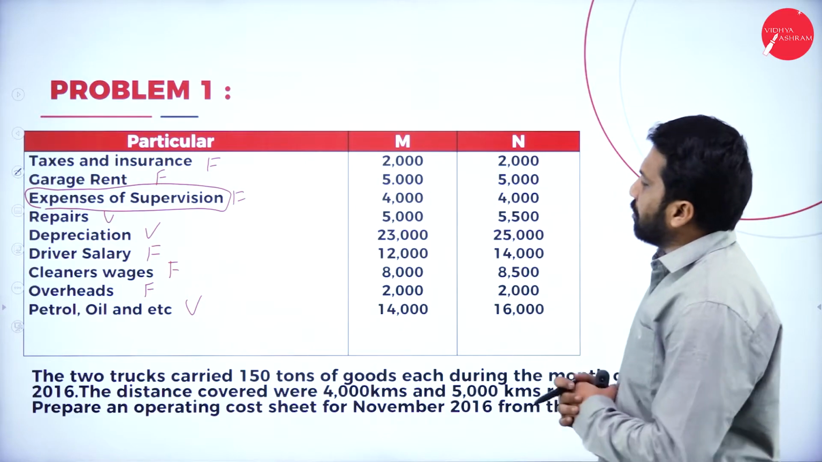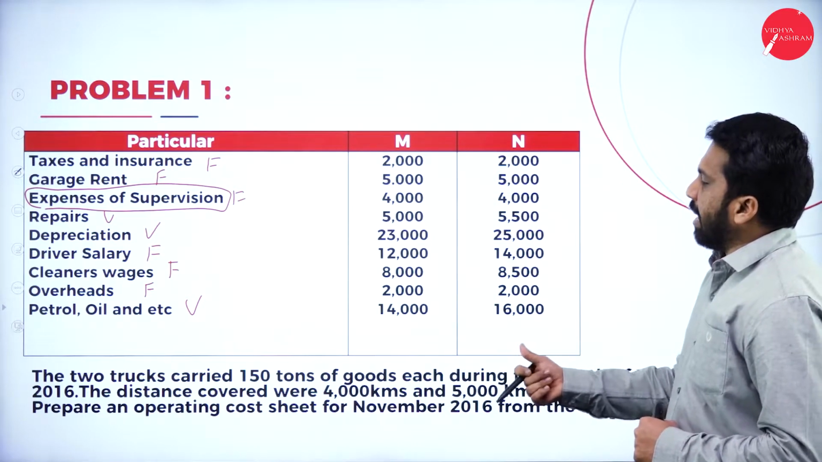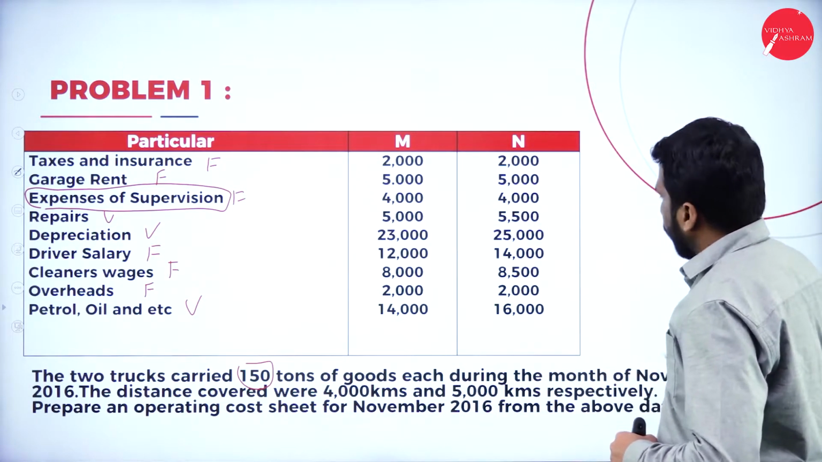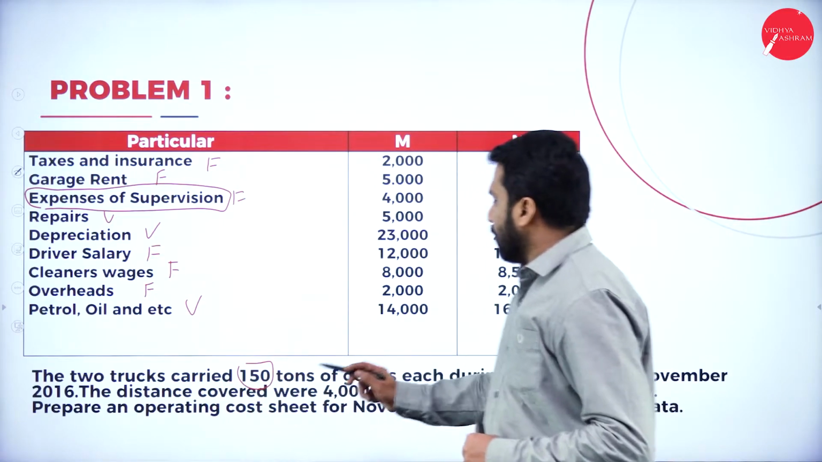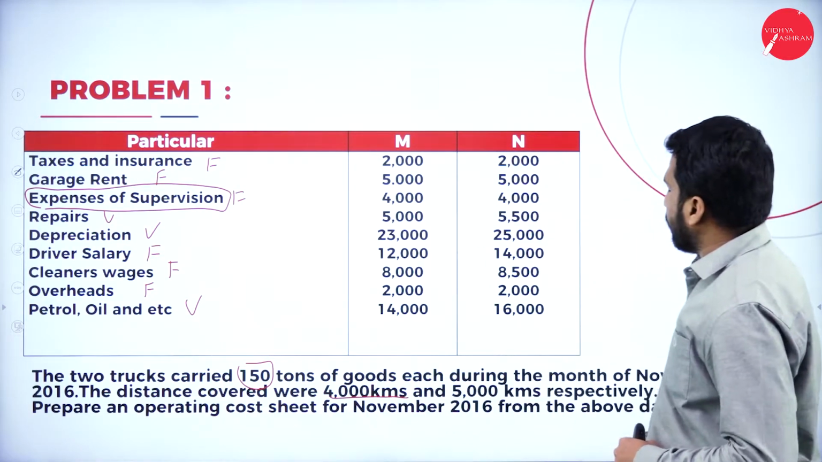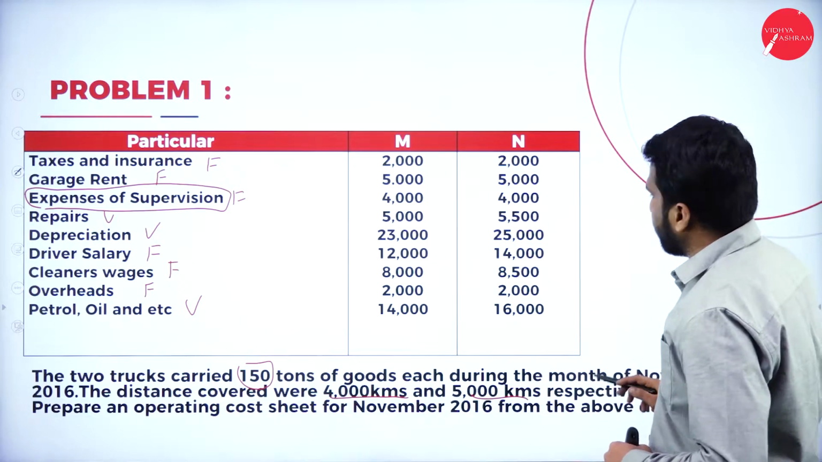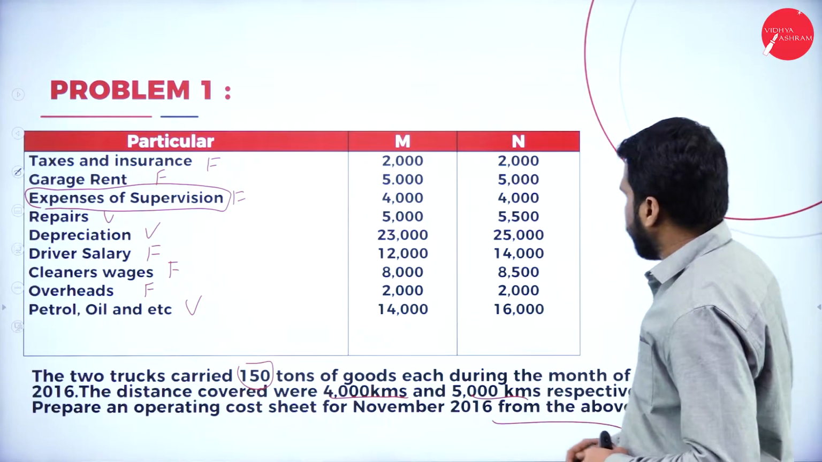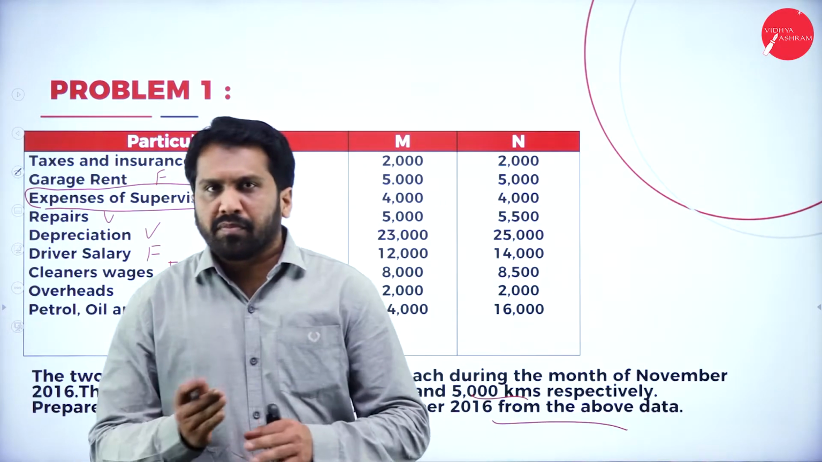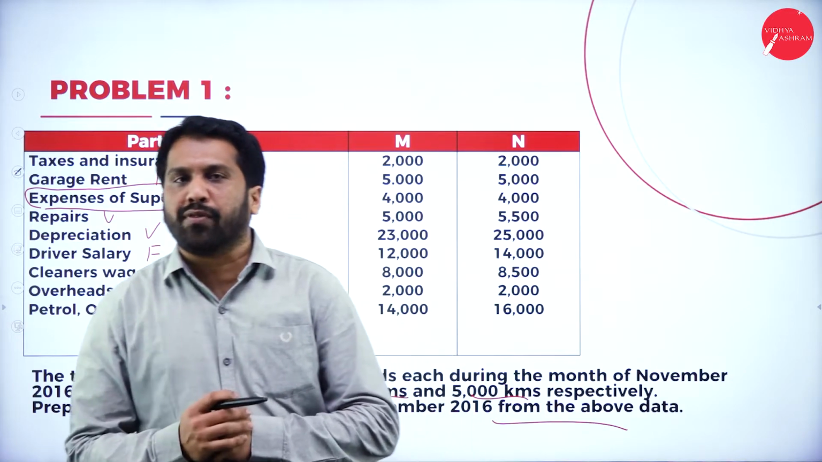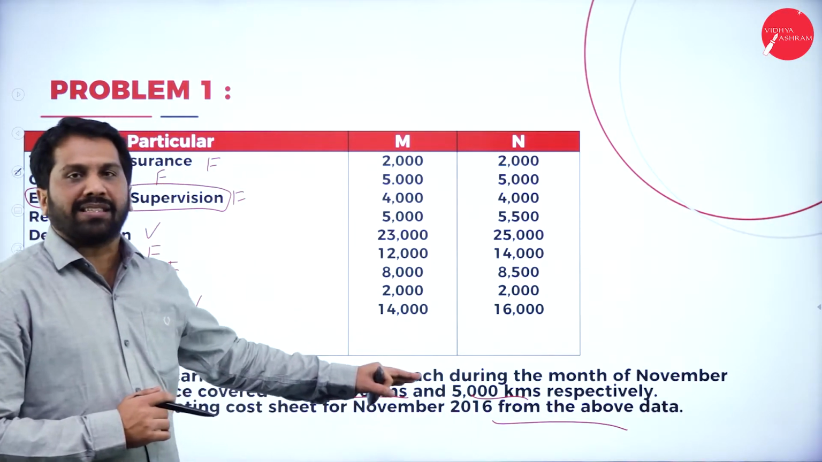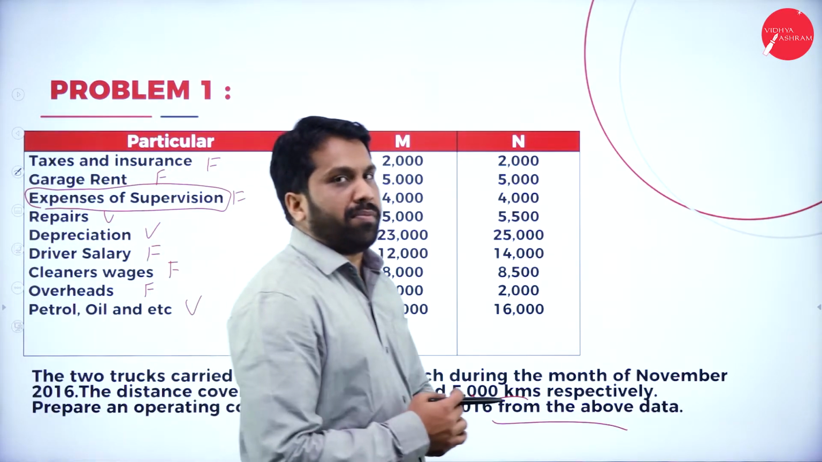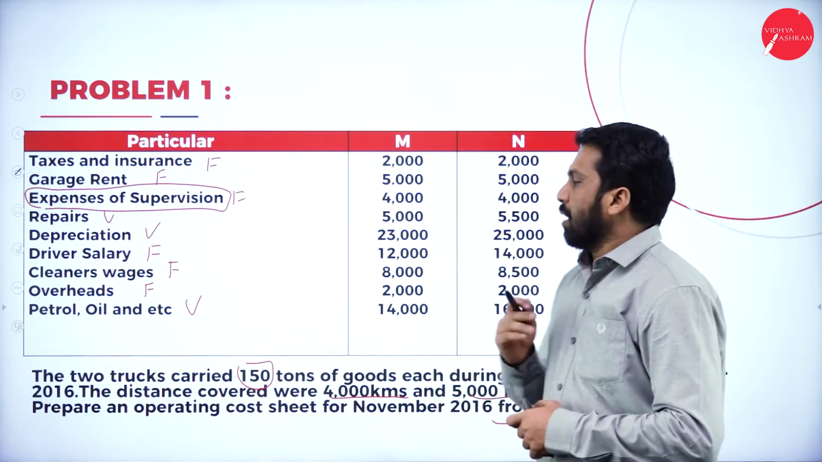Now, all the information we have: the 2 trucks carried 150 tons of goods each during the month of November. The distances covered were 4,000 kilometers and 5,000 kilometers respectively. Prepare an operating cost sheet for November 2016 for the above data. Before we go to the problem, we have to find out the total passenger or operating kilometer. In this, we are talking about trucks. So, what will be the total truck kilometer?